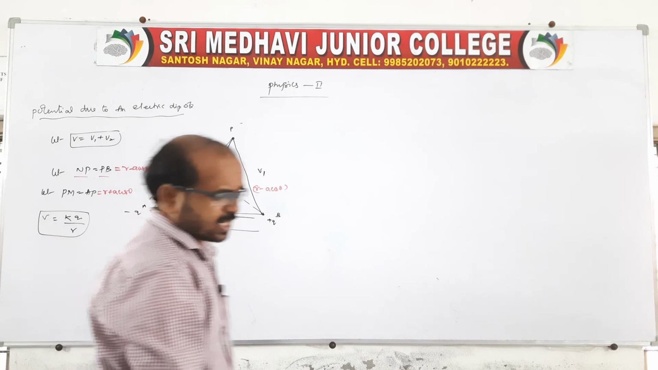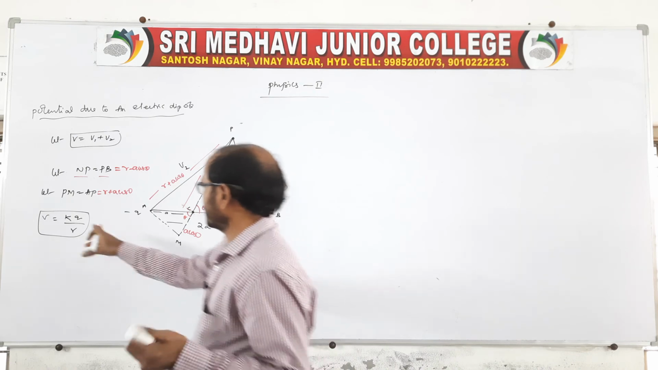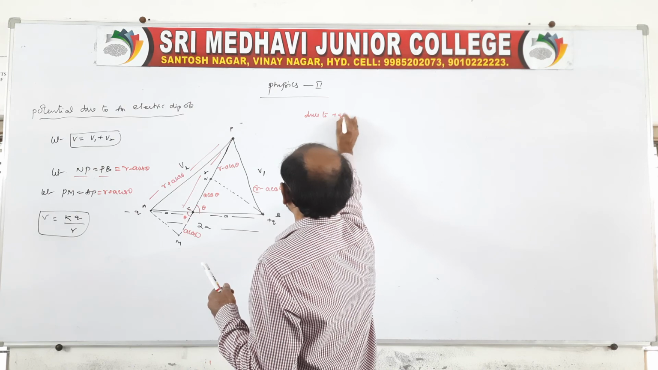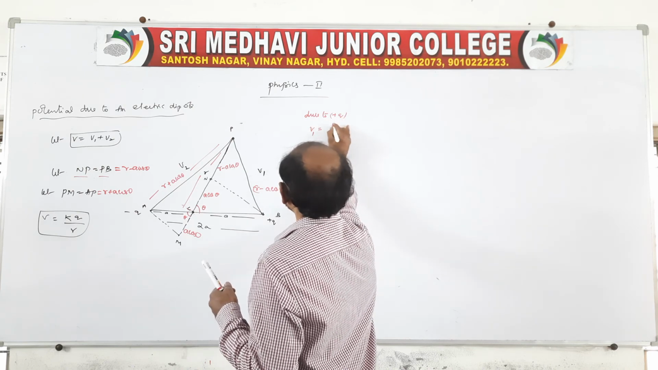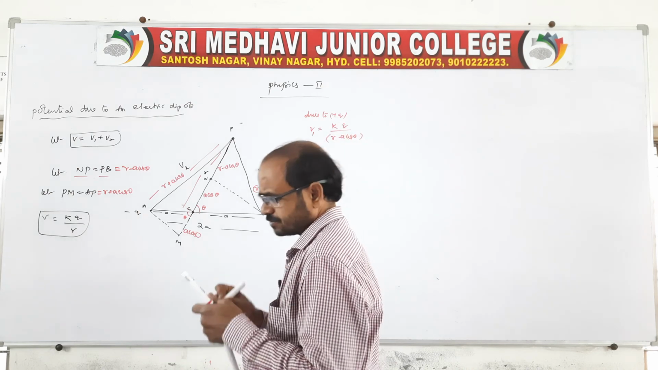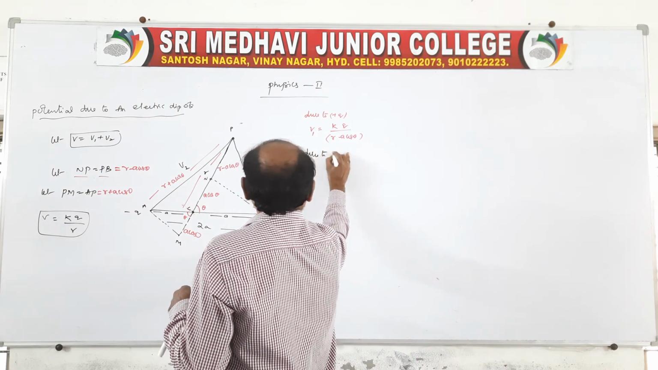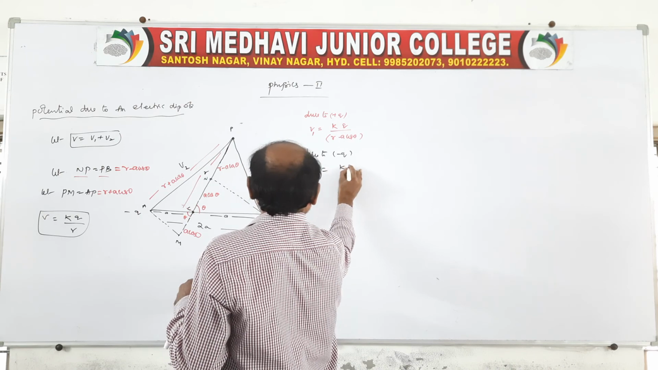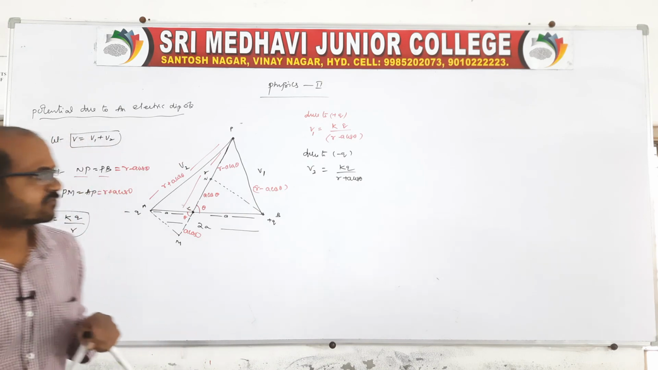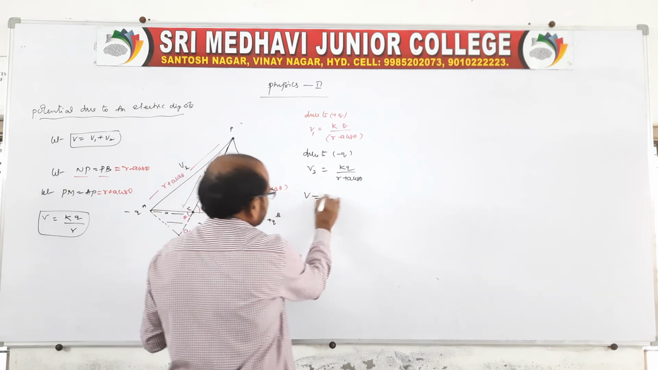Now let us move into the condition that we have to get by using V is equal to KQ by R. Due to the plus Q charge, the potential will be V1, that is KQ by R minus A cos theta. Next, due to the minus Q charge, V2 is equal to KQ by R plus A cos theta. Now we have V1 and V2, so you write V is equal to V1 plus V2.